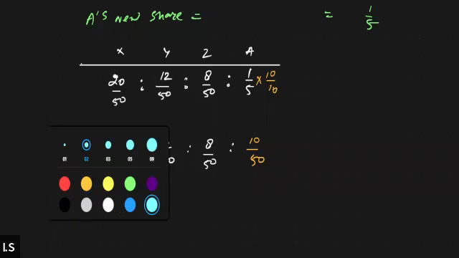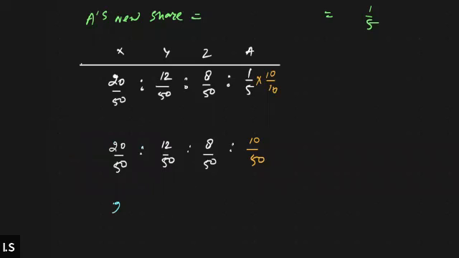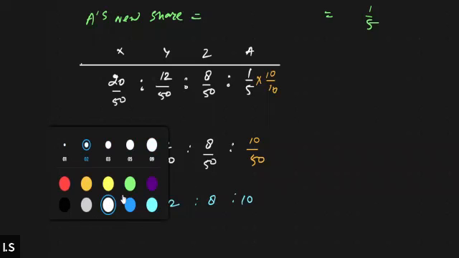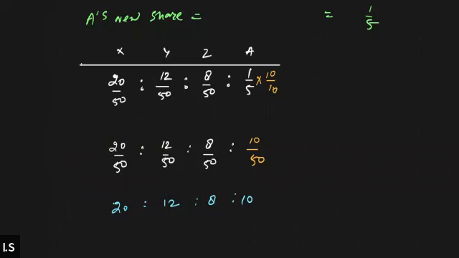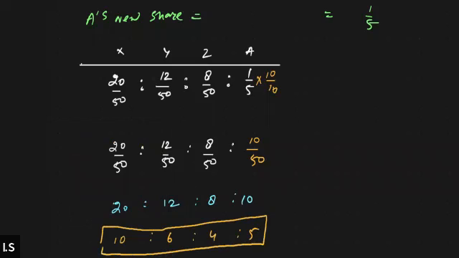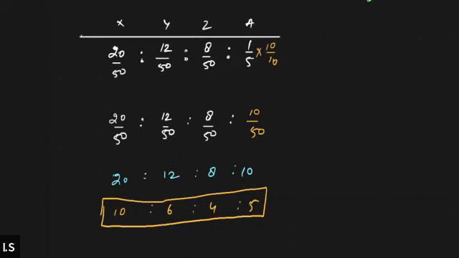So the ratio will be 20:12:8:10, or we can further simplify it. Since all these values have a common factor of 2, we can divide by 2. We will get 10:6:4:5. So this is the final profit sharing ratio of all the partners. Tell me if it is clear or not. Yes, sir. 10 is to 6 is to 4 is to 5 is the final answer.